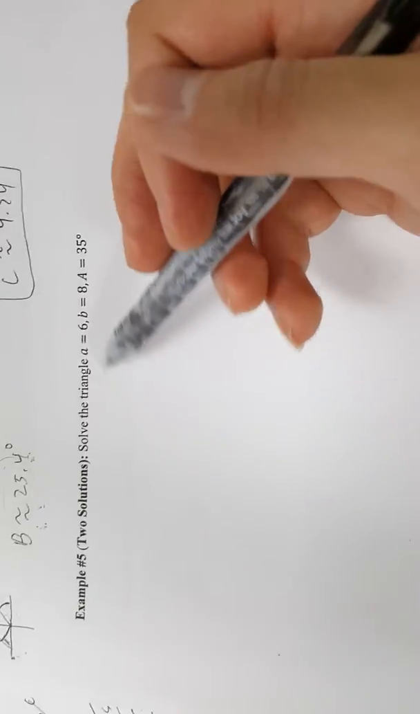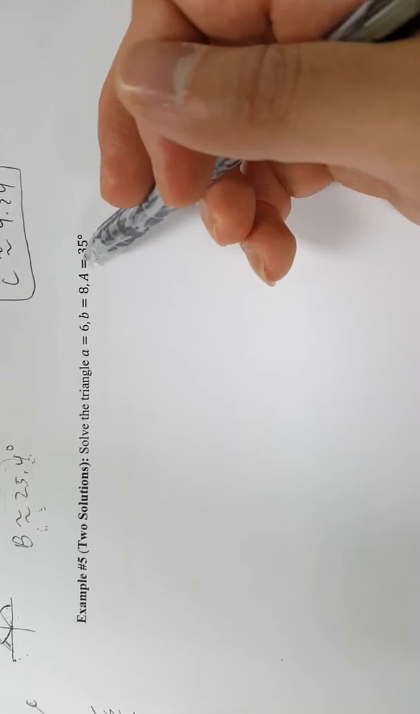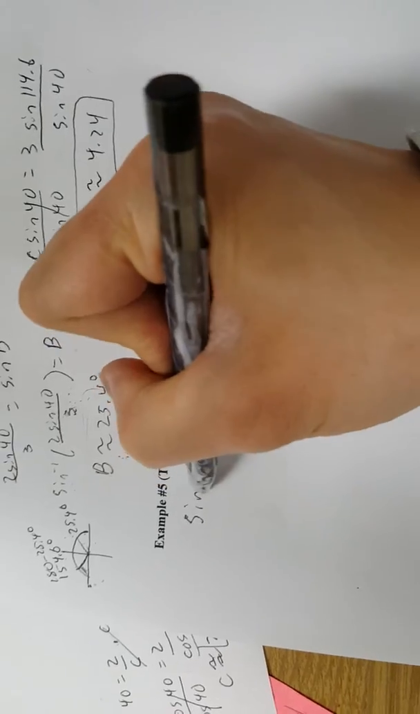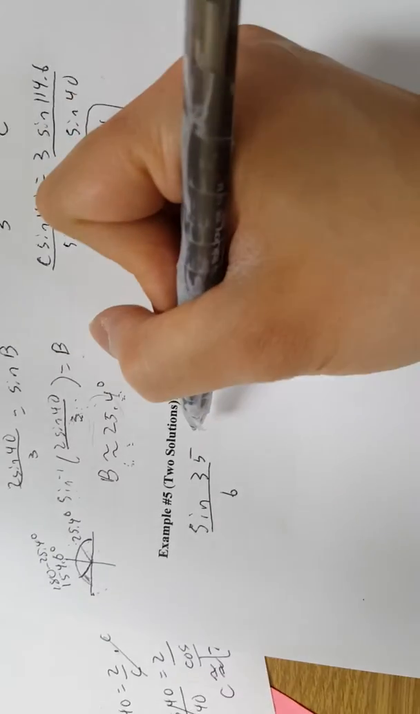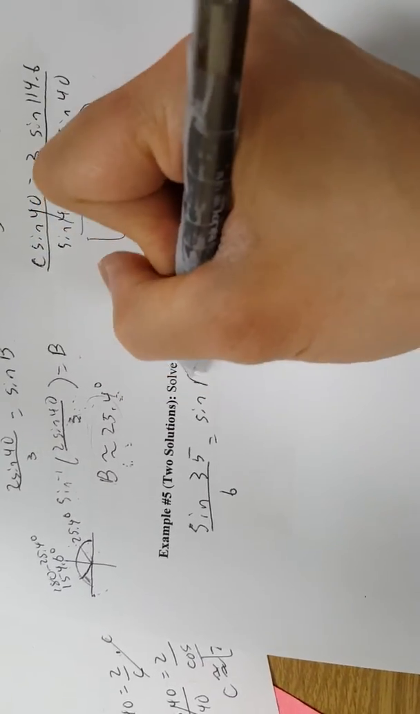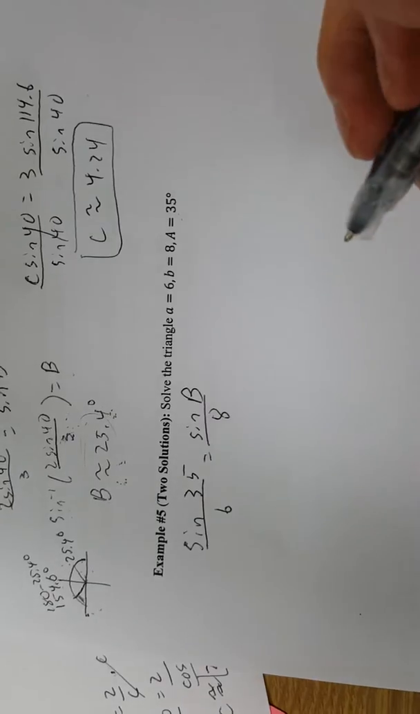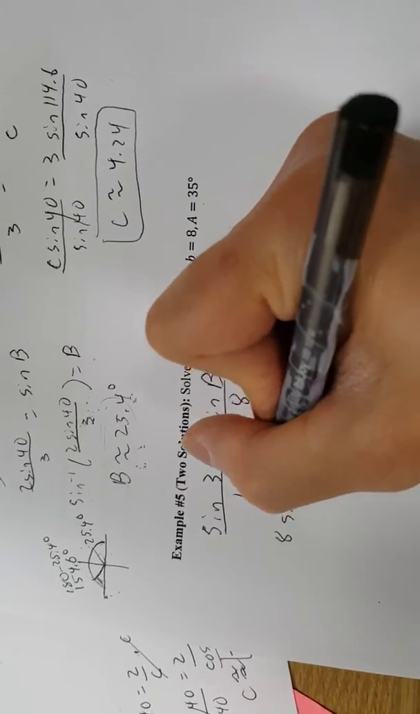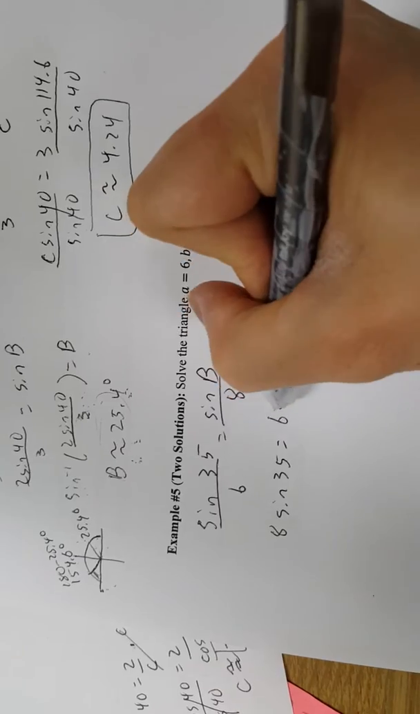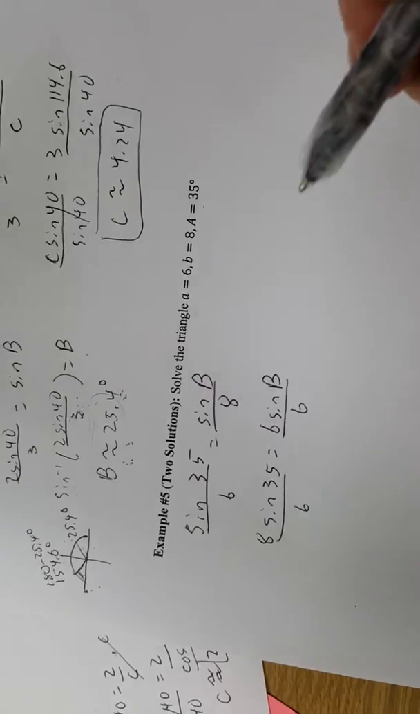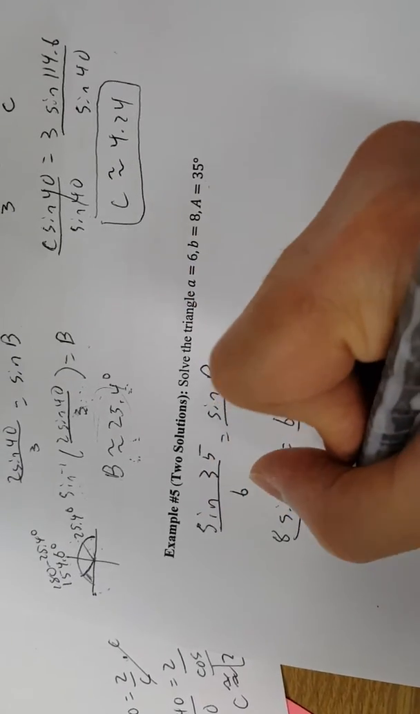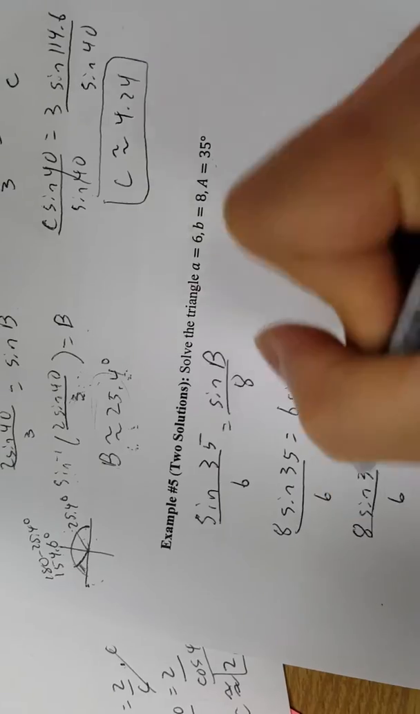And the thing that I missed on the last example. So I have a is 6, b is 8, A is 35. So I know I have angle A, side a. So I could use law of sines here. Sine of 35 over 6 is equal to sine of b over 8. If I cross multiply, I get 8 sine 35 is equal to 6 sine b. Divide both sides by 6. And I get 8 sine 35 over 6 is equal to sine b.